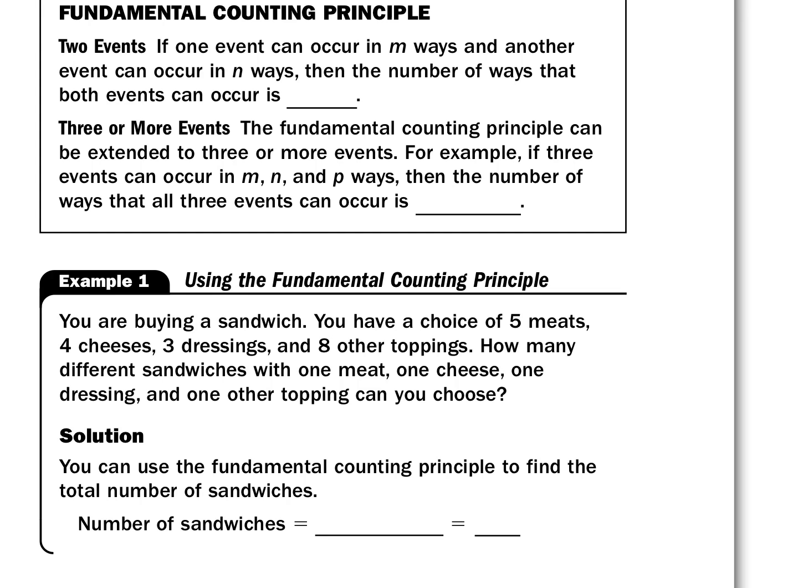So for two events, the fundamental counting principle states that if one event can occur in m ways and another event can occur in n ways, then the number of ways that both events can occur is m times n.